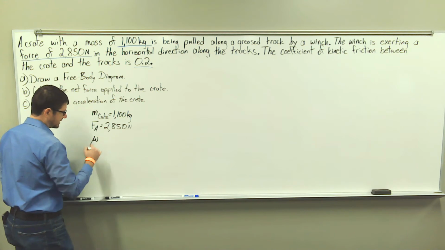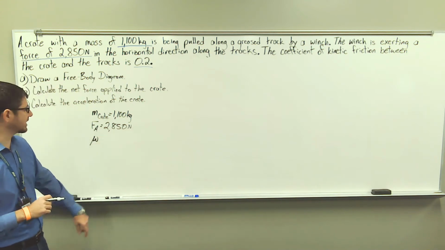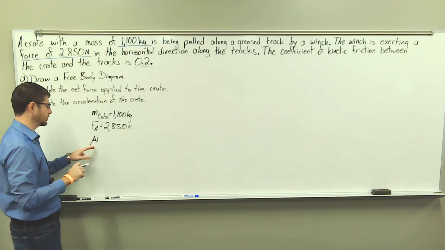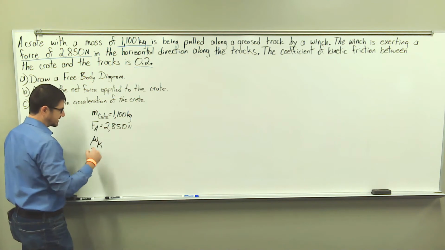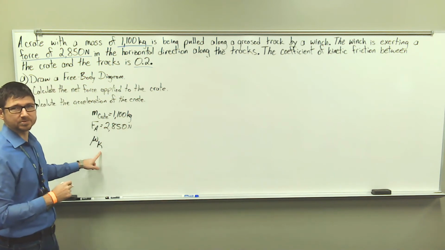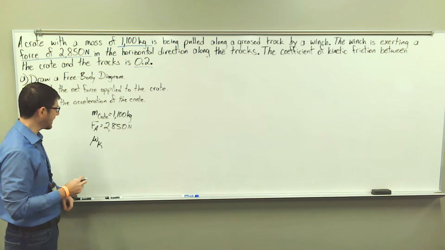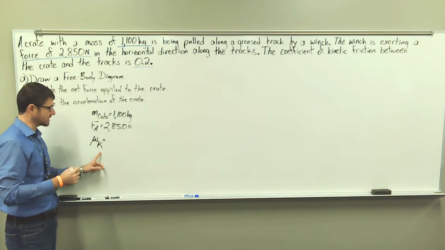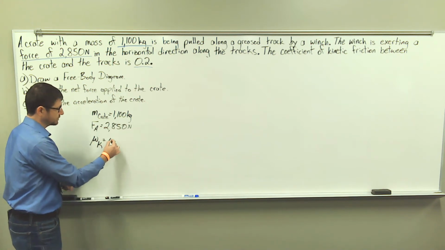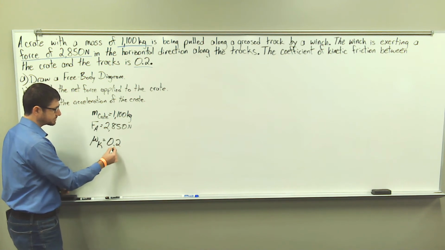And coefficient of kinetic friction is identified by the Greek letter mu. And since it's the kinetic, I'm going to use a subscript of k. So what I have is mu sub k, and this is equal to 0.2.